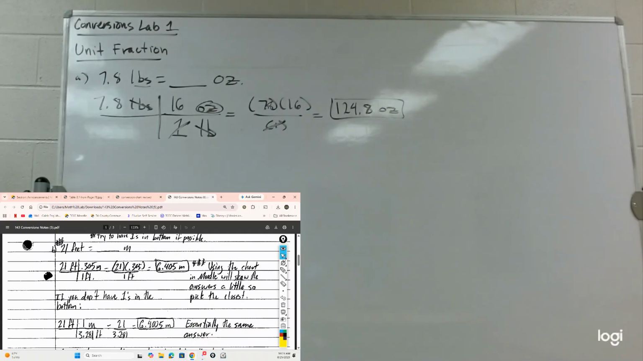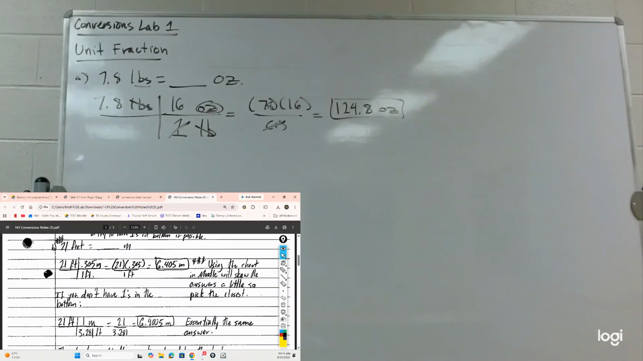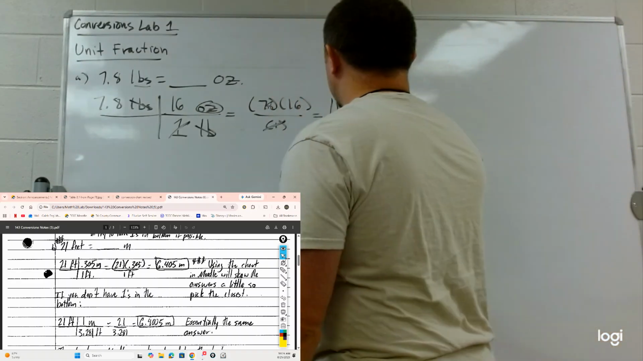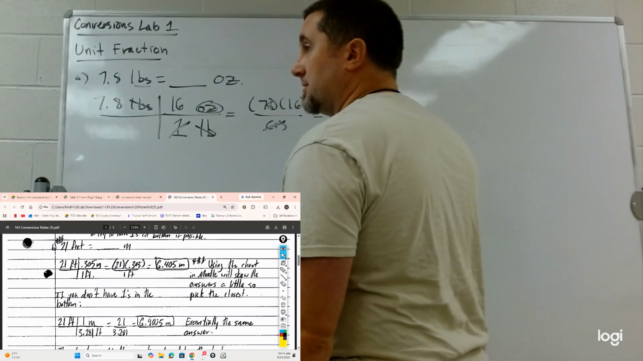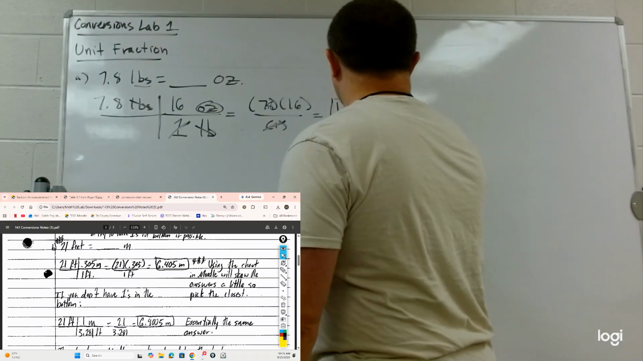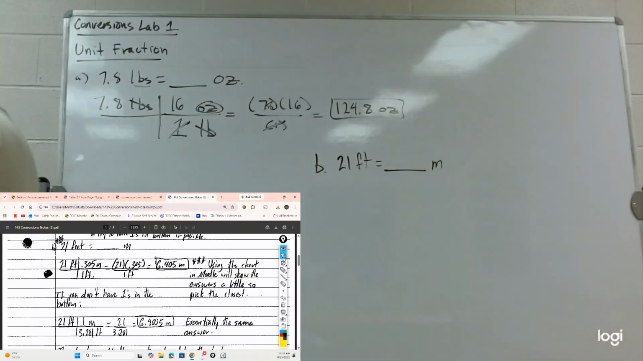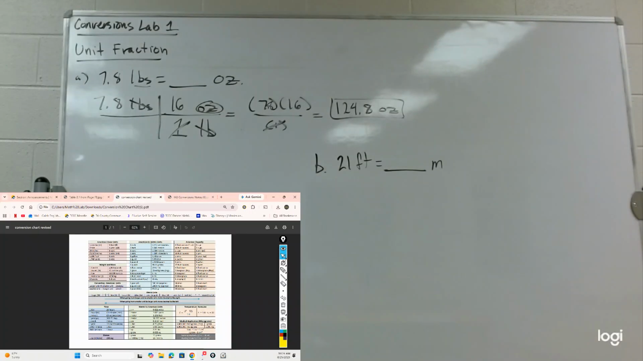Now, for this next one, we're going to do something a little bit different. Let's say that you're presented with this option of 21 feet into meters. Okay. So I want to put that one here so we can see it. Yeah, right there. All right. So B. All right. So 21 feet into meters. Okay. So let's say that you're looking at the conversion chart and you're at, all right, feet to meters, feet to meters, feet to meters. All right, I see this in here. So let's use that one.